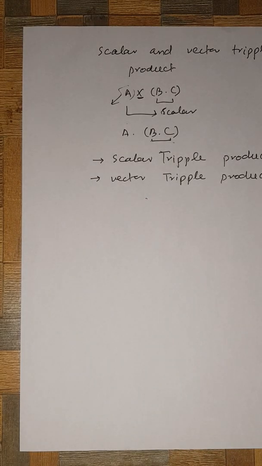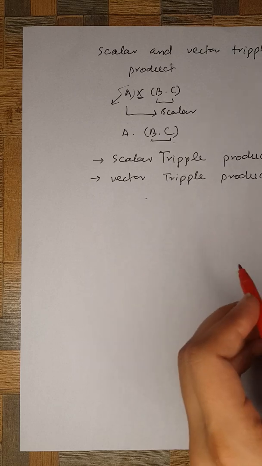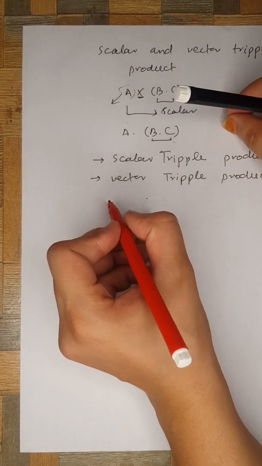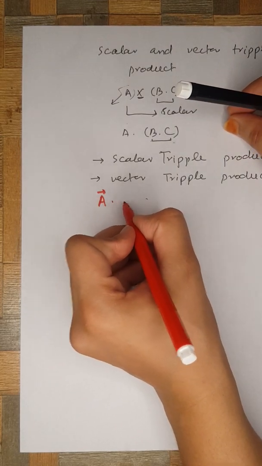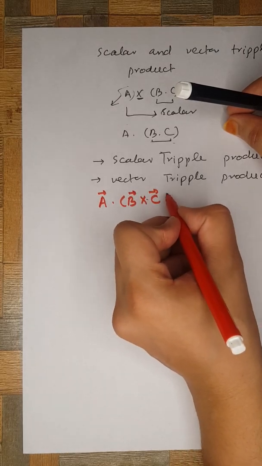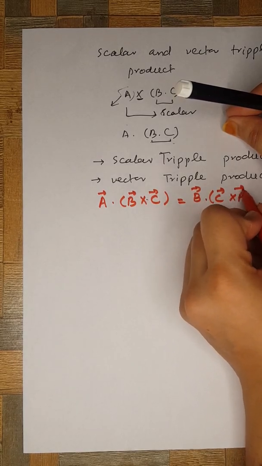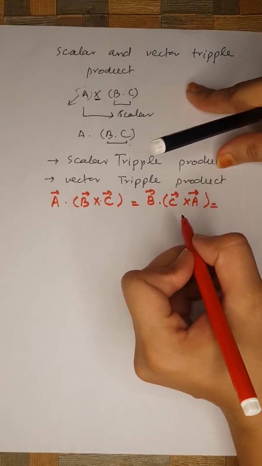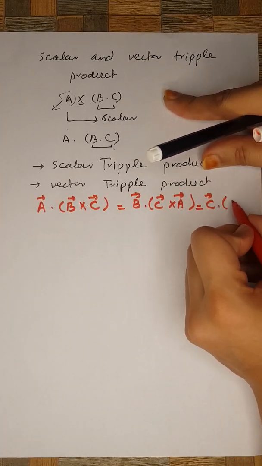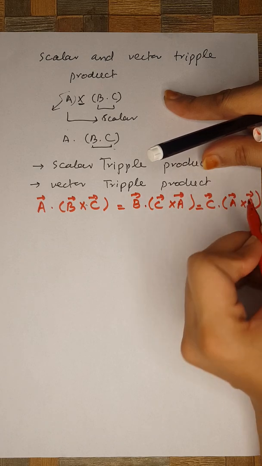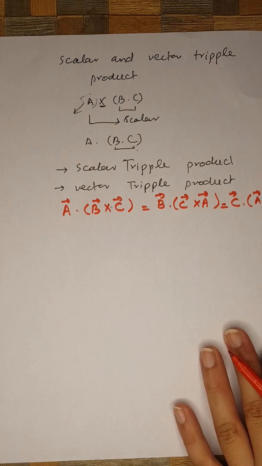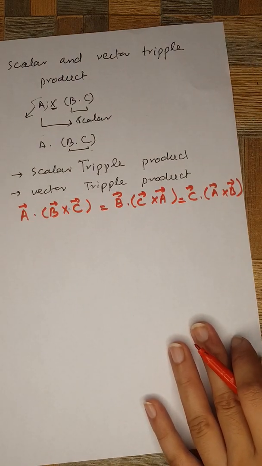The dot product of a vector with the cross product of two vectors is called the scalar triple product, and it is so named because the resultant is a scalar. A scalar triple product follows the following cyclic order. So A vector dot B cross C vector is equal to B vector dot C cross A vector, and this is equal to C dot A cross B vector. All right, the equalities hold as long as the cyclic order ABC is preserved.